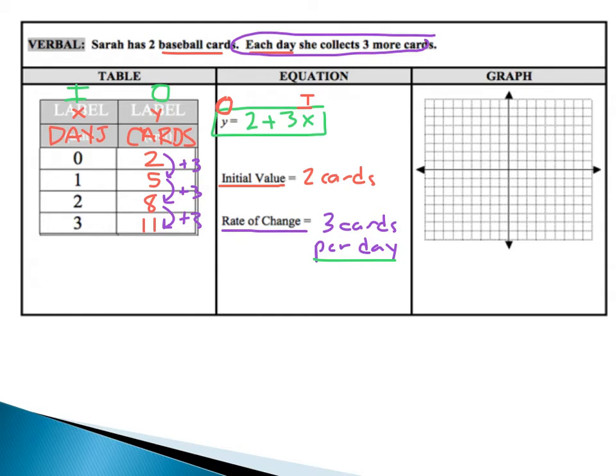And you can check this. If I use this equation, y equals 2 plus 3x, let's say I want to know the number of cards after 4 days. Well, yeah, I can fill out my table, but what I can do here is that if I know y represents the number of cards and x represents the number of days, I can then take this equation and plug in 3 times 4, 4 representing the number of days.